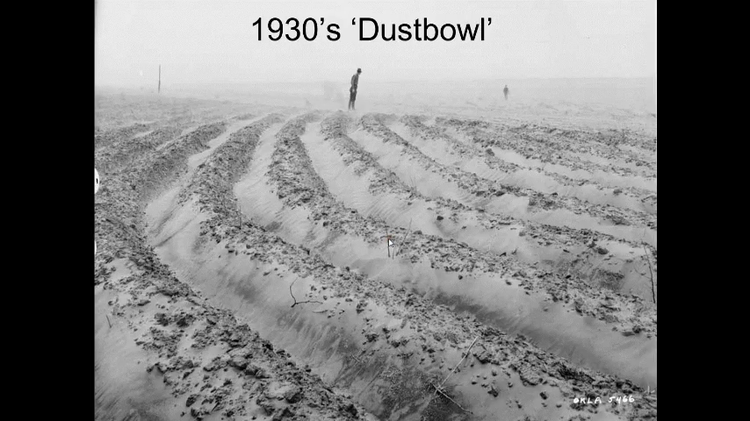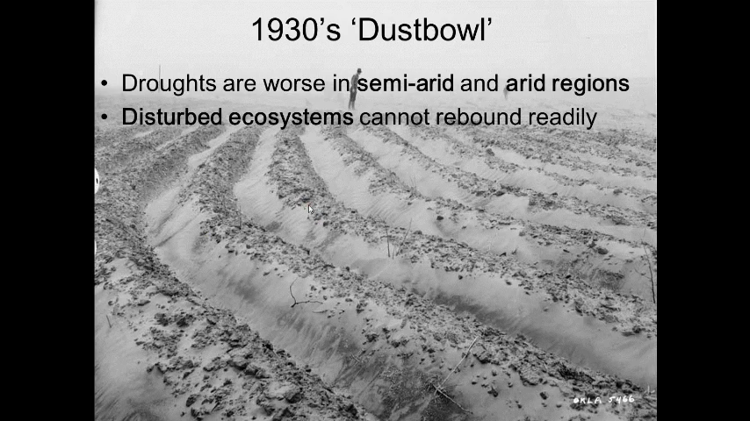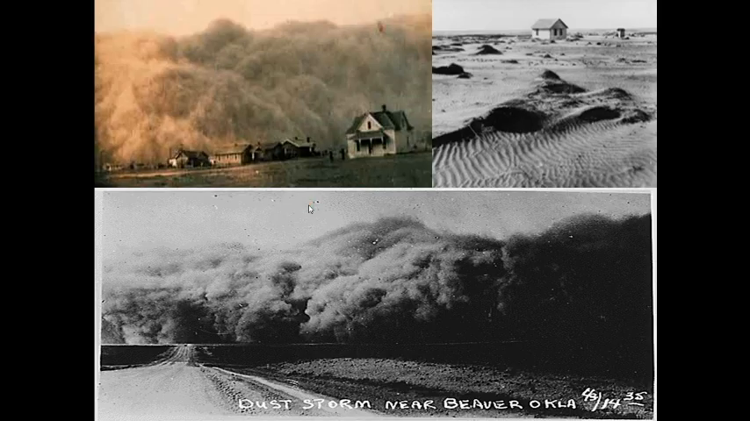But remember, it's not always been happy and joyful in the U.S. In the 1930s, we had the Dust Bowl, a big drought. Droughts are worse in semi-arid and arid regions. Not a big surprise. If you disturb an ecosystem, it's not going to rebound readily. Pictures from the Dust Bowl back in the day. These are clouds of dust being blown across the plains.